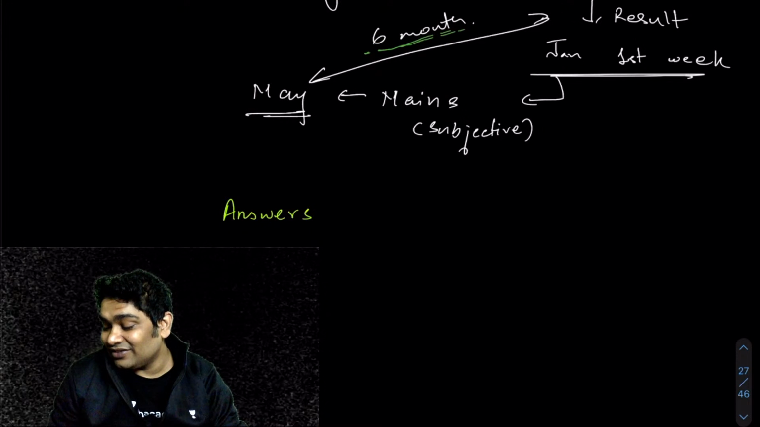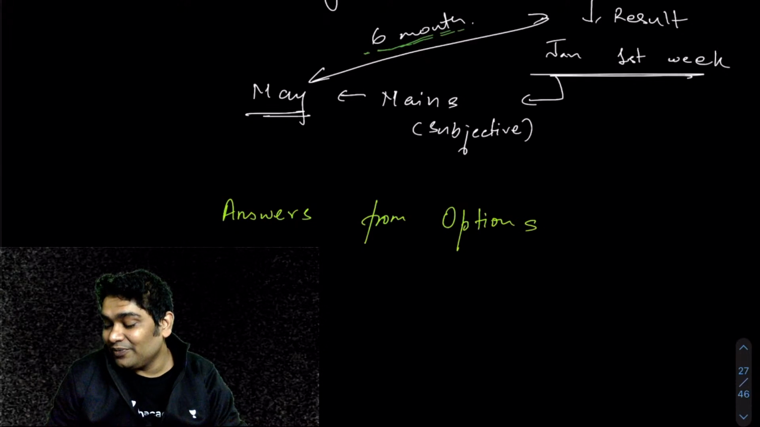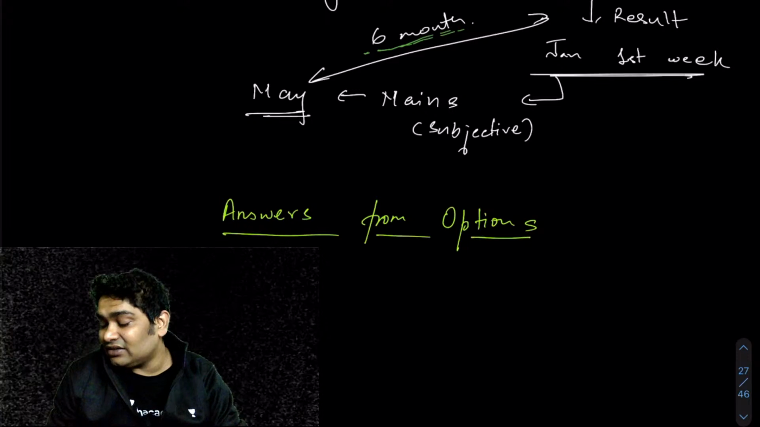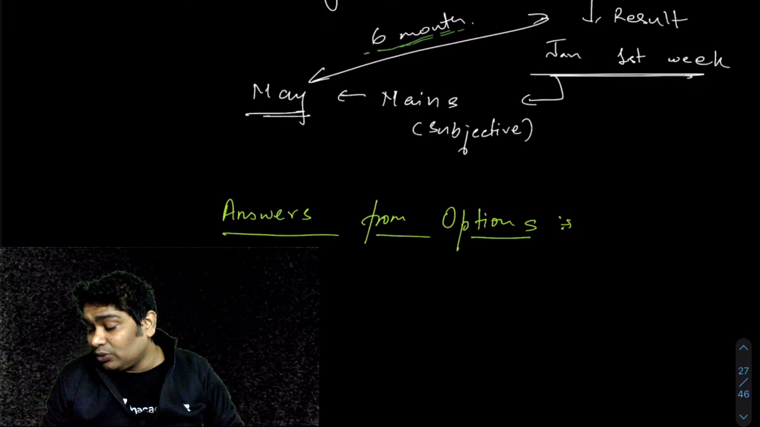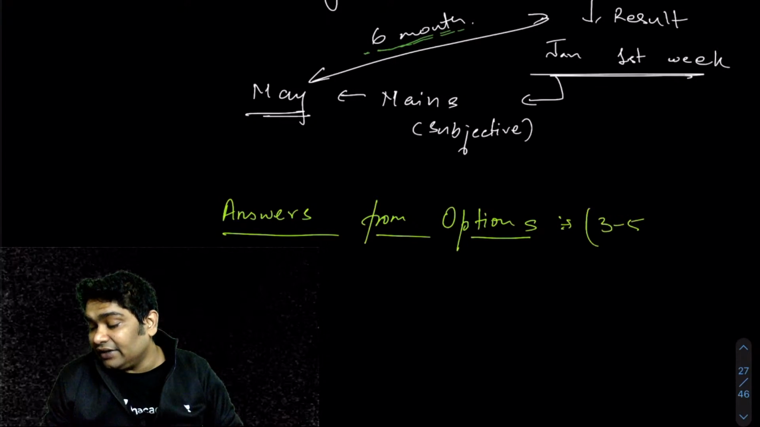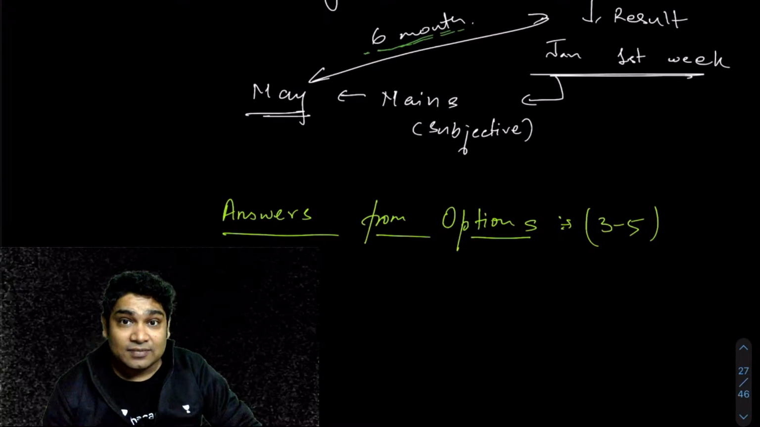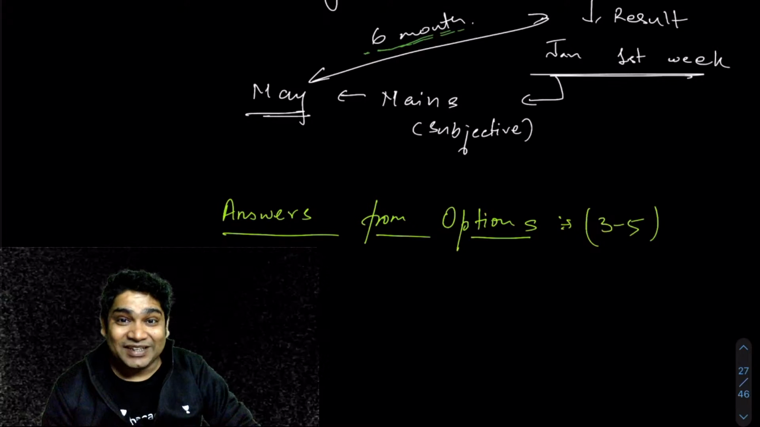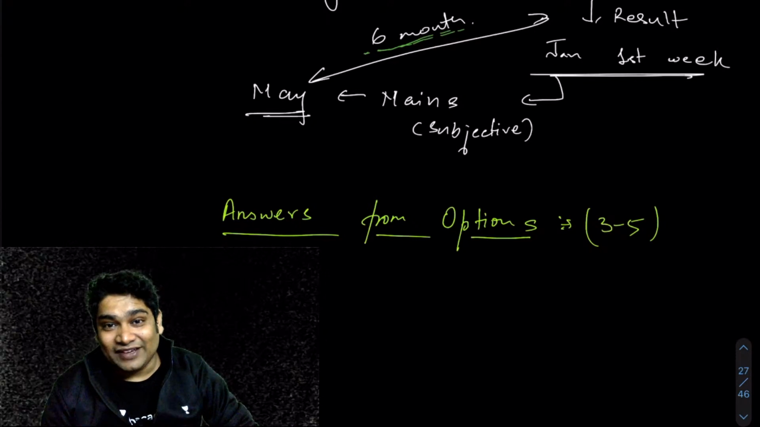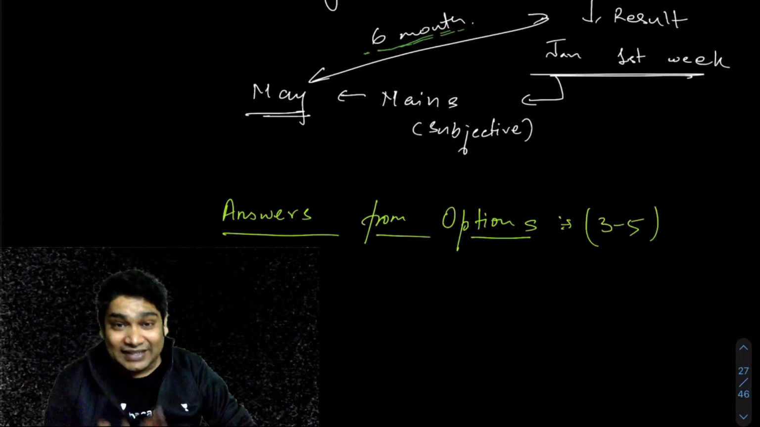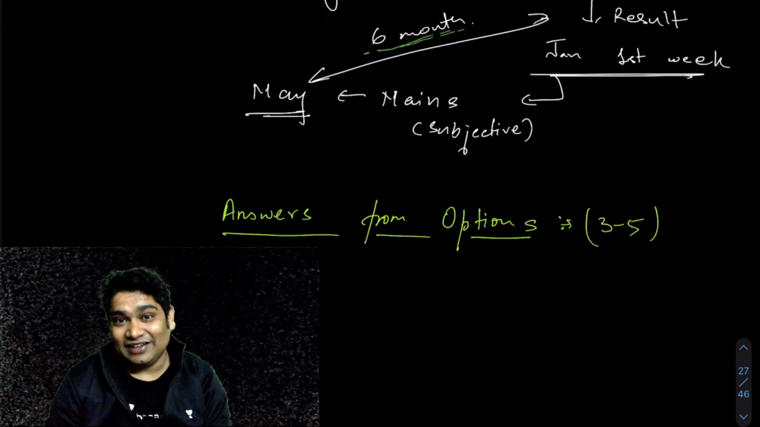Do watch that, it will help you. In Mains, at least in physics, you can get up to 3 to 5 answers directly from options. That is my guarantee, out of the 30 questions in physics. If you can get 3 to 5 questions answered right from options, that saves you a lot of time. So you can watch that lecture.